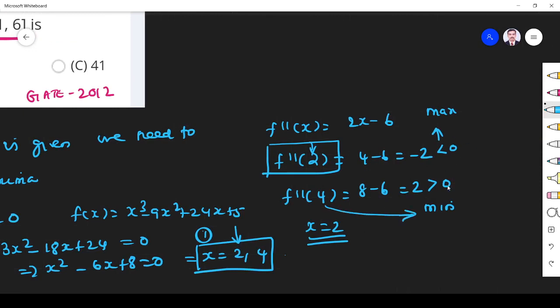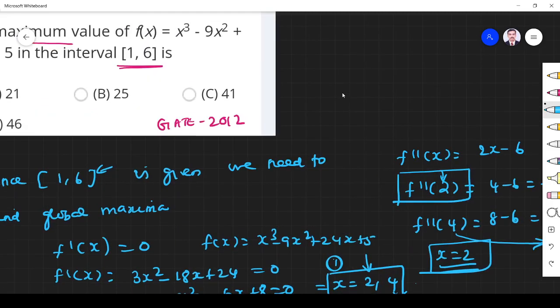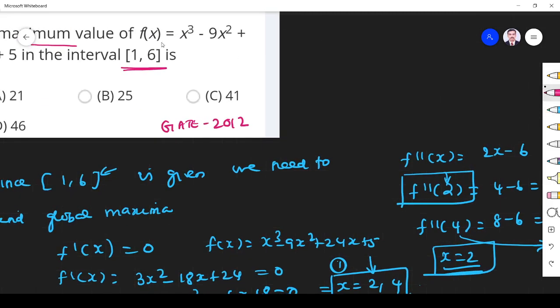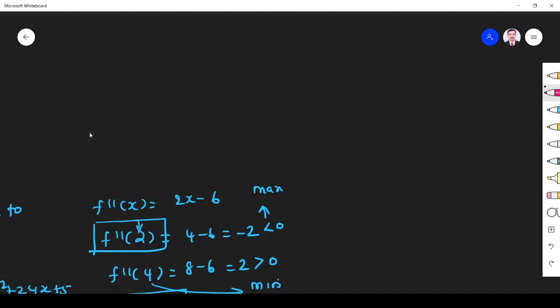If you want to know this procedure, please refer to my video on maxima and minima. So I ignore x equals 4. So this is the one point I have to take into account. Next, what are the other points I have to take into account? This 1 and the 6. So these three are critical points.